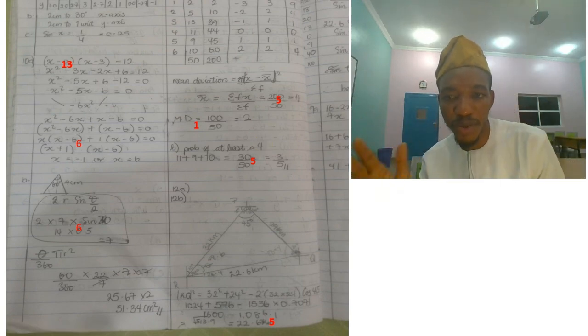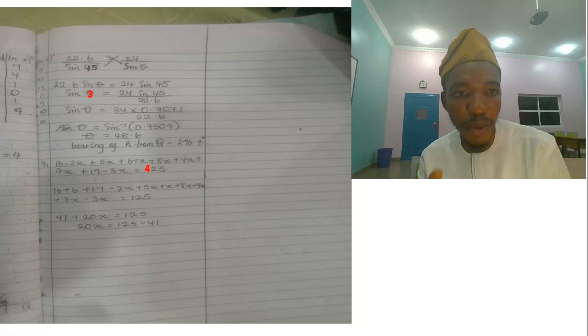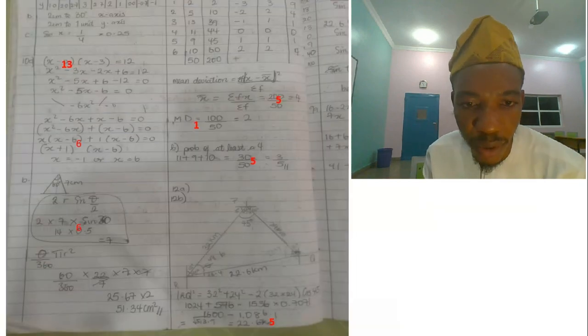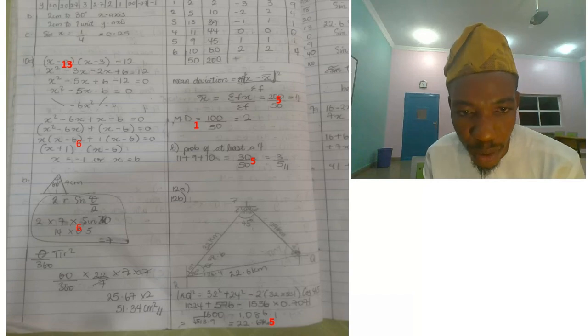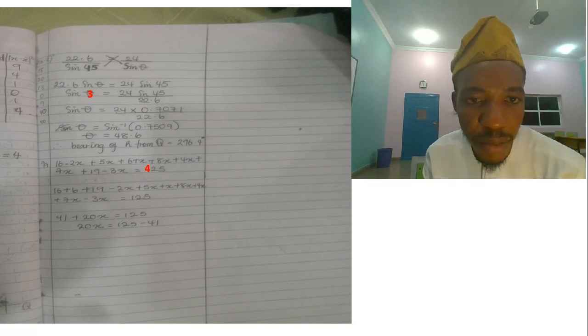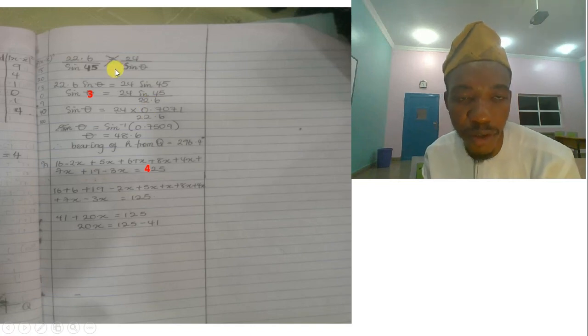For number 12B, which is on bearing, I knew you could do bearing correctly. So for the distance, it was correct. But for your angle, the process was correct, but the final answer was wrong. The way you approached the interpretation was wrong. They said the bearing of R from Q. So I think you made a mistake around this.